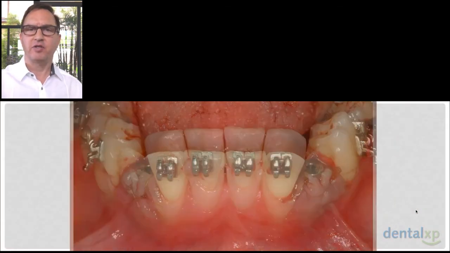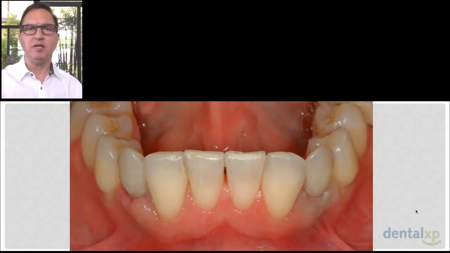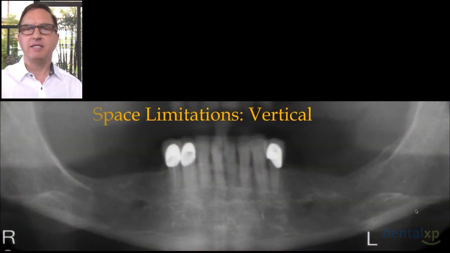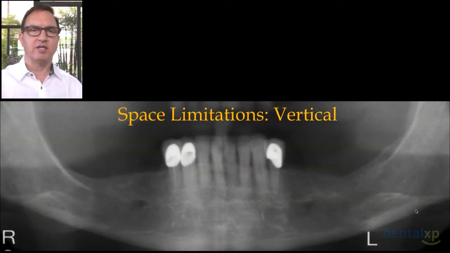Now, here are the provisionals in place. In this next image, this is the day of delivery. This patient was so motivated to get the restorations placed, I never recall seeing her again after that. So, managing space limitations is one of the indications for utilizing the surgical guide. Last was describing an interproximal space limitation. This one is going to be a vertical space limitation.